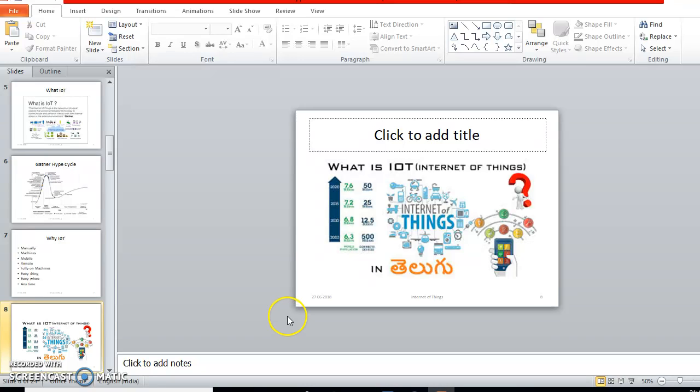There is a thing in IoT. It says that compared to human beings, for one human being there can be 5 to 6 things connected. This is what Cisco predicted. By 2020 there may be billions of things connected.